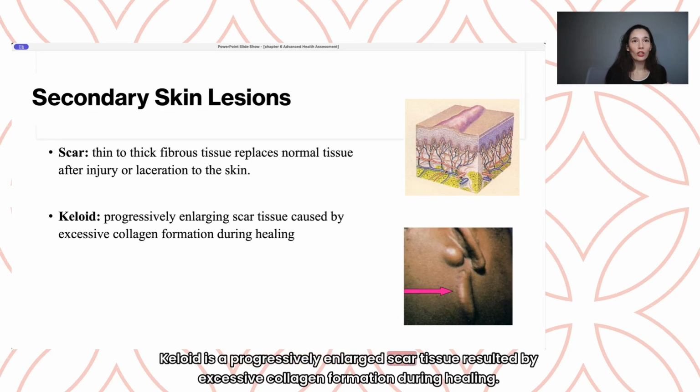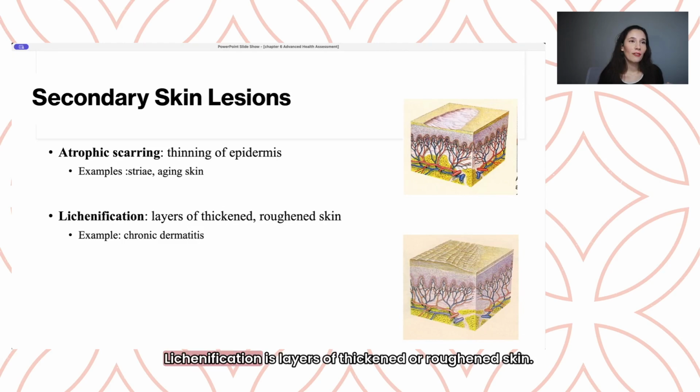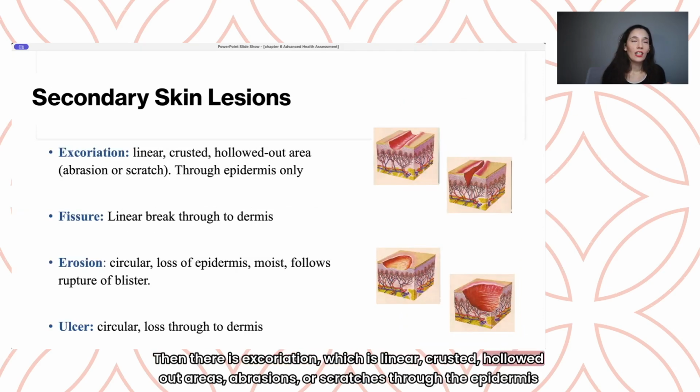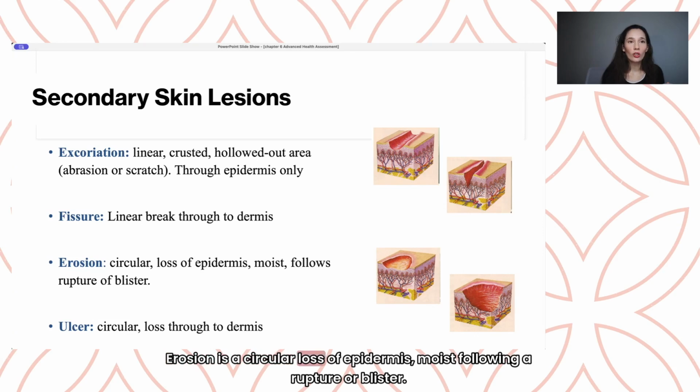Keloid is a progressively enlarged scar tissue resulting from excessive collagen formation during healing. Atrophic scarring is thinning of the epidermis. Examples are stria or aging skin. Lichenification is layers of thickened or roughened skin. An example is chronic dermatitis. Then there is excoriation, which is linear, crusted, hollowed out areas, abrasions, or scratches through the epidermis only. A fissure is a linear break going all the way to the dermis. Erosion is a circular loss of epidermis, moist following a rupture or blister. And an ulcer is a circular loss through the dermis.